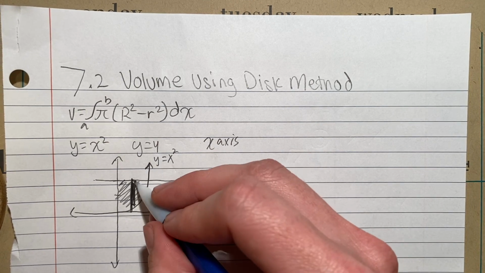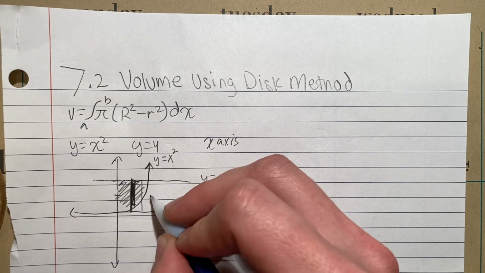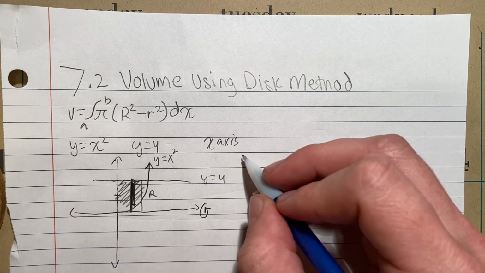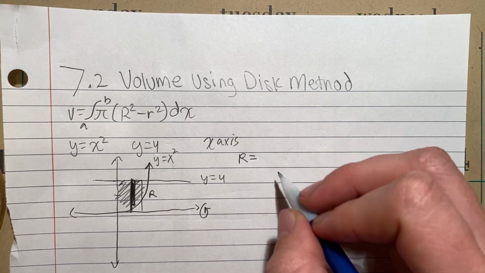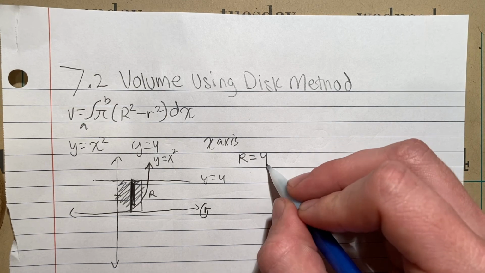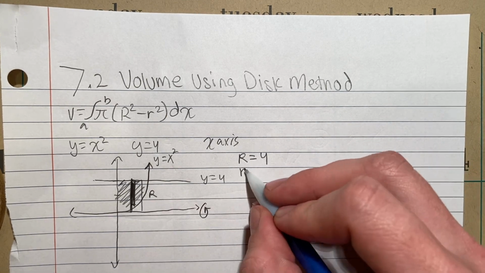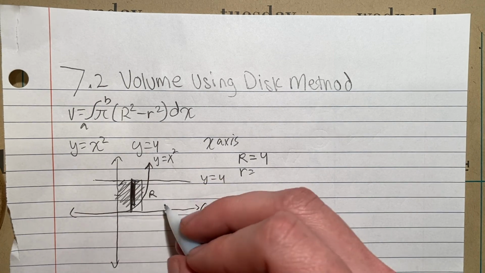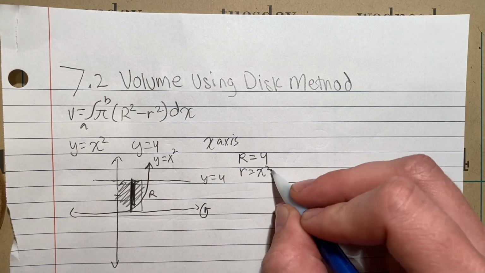So we're going to start with big R, which goes from the top of this rectangle down to the axis of rotation. Big R is just going to be 4 in this case. And little r, we're going to define, is equal to x squared.